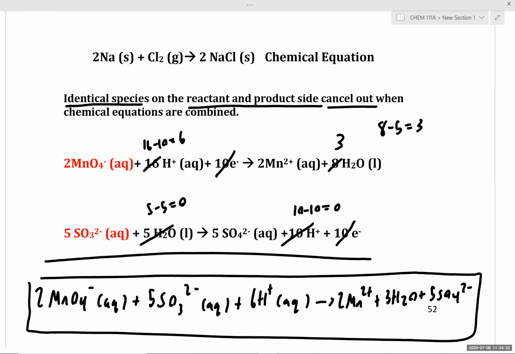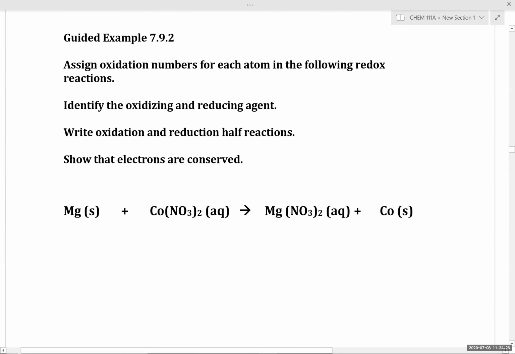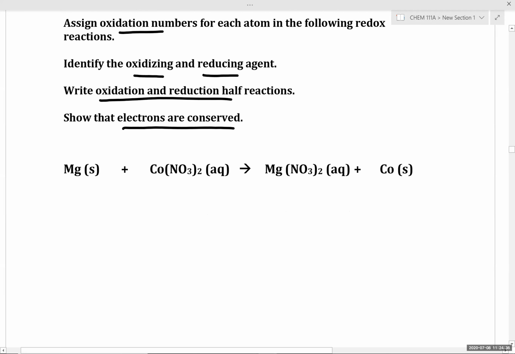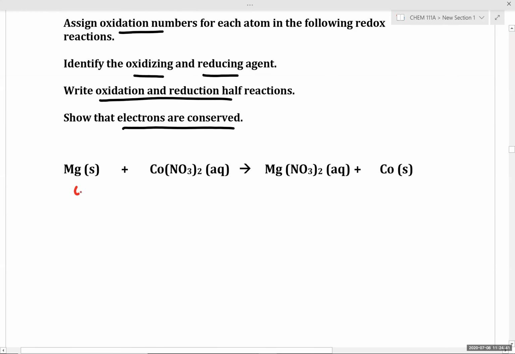Yes. Perfect. Okay, so let's do a guided example where we assign oxidation numbers. We identify the oxidizing and reducing agent. We write the half reactions, and then we show that electrons are conserved. Okay, so first things first, we assign oxidation numbers.